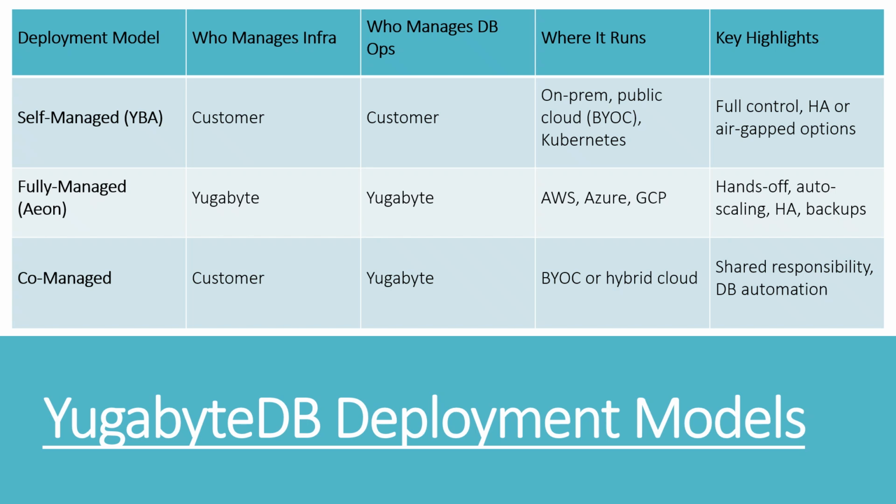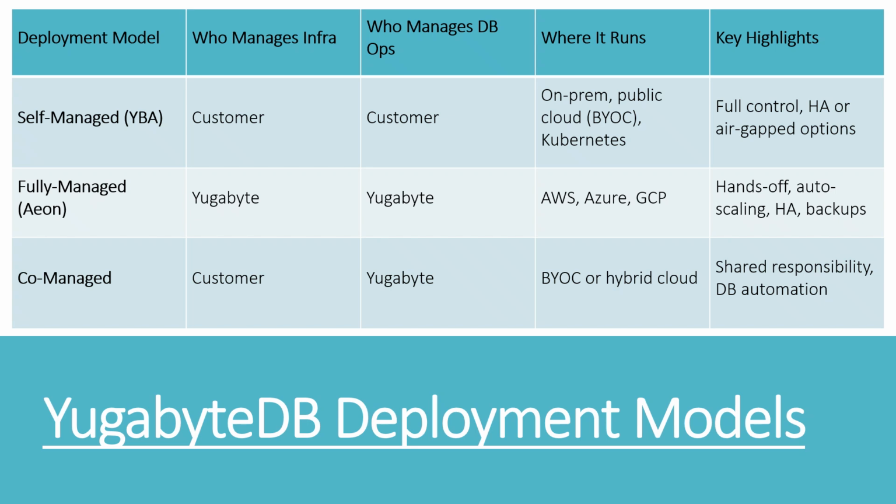And the third one is co-managed. In a co-managed setup, as a customer we manage the infrastructure. For example, we provision the VMs. It can be on AWS, Azure, on premises, or on Kubernetes clusters, while YugabyteDB handles the database operational layer.